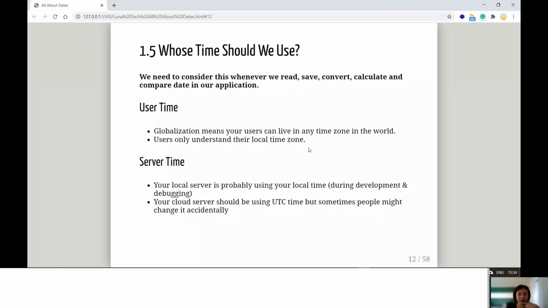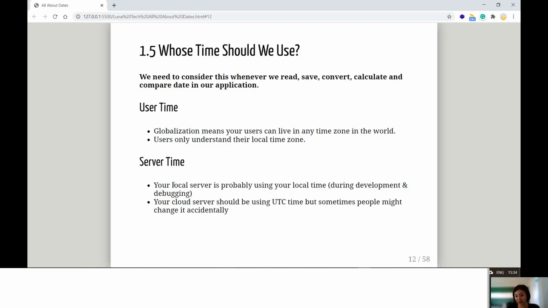Okay, and in terms of different times, now we have local times, we have UTC times, etc. So all these things we actually need to consider whenever we are reading, saving, converting, calculating, or comparing dates in our applications. You always need to ask the question, whose date is it, right? And for the user perspective, you can't count on the user to understand UTC daytime because no one thinks that way. So to do globalization or to display some daytime on your application, you should use the local user time. And that makes sense. So for the server time, we should avoid using local time because it will cause issue.